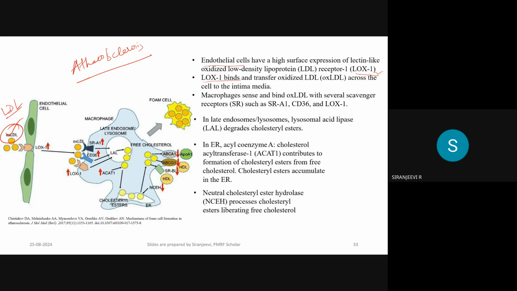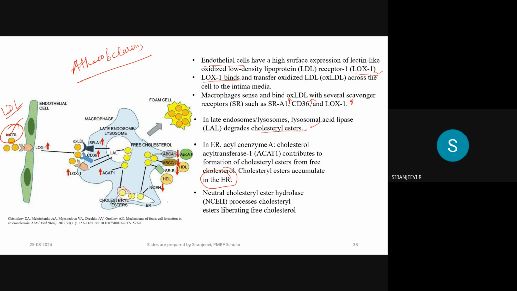When it binds to the LOX1 receptor, what will usually happen? It can increase or upregulate the scavengers. We have seen one scavenger, that is SRB1, but other scavengers like SRA1, CD36, and then the LOX1 will be upregulated. This leads to the late endosome and then the lysosomal acid lipase degrades the cholesterol esters. And in the endoplasmic reticulum, this acyl coenzyme A cholesterol acyltransferase contributes to the formation of the cholesterol esters from the free cholesterol. These cholesterol esters accumulate in the ER usually. This ACAT also will be increased, and then more cholesterol esters will be there.